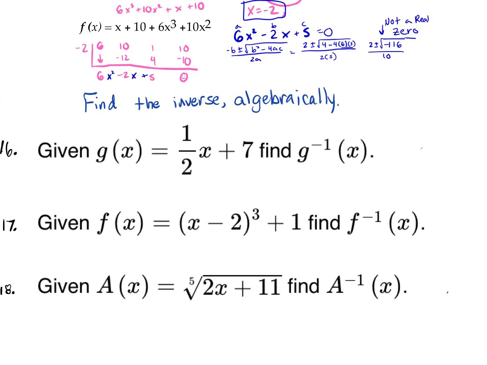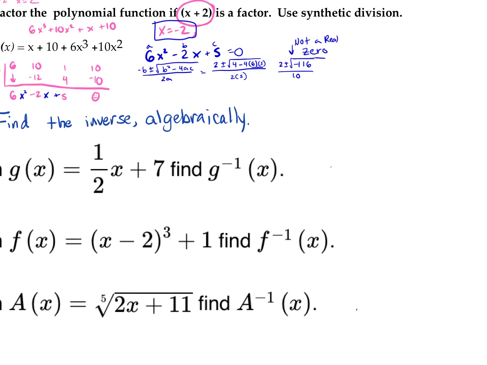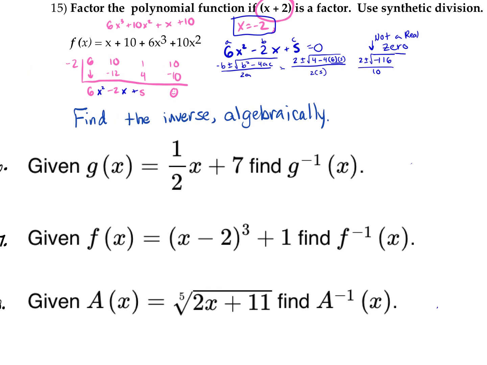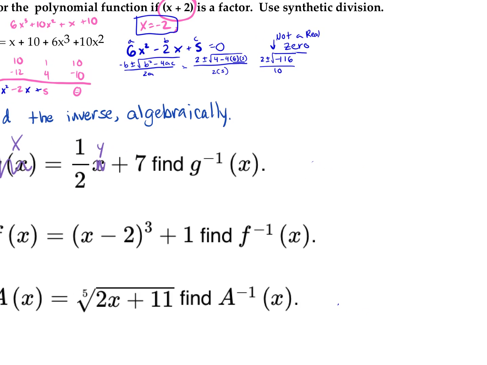All right, for the last 3 questions, we are finding the inverse. So to find the inverse, I switch my x and my y. I'm going to make this x and make this one y, and then we have to solve for y. I'm going to rewrite it on the side over here. So I have x is equal to 1/2 y plus 7. I have to undo everything on the right side and get it to be y equals.